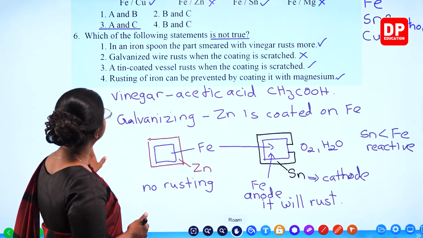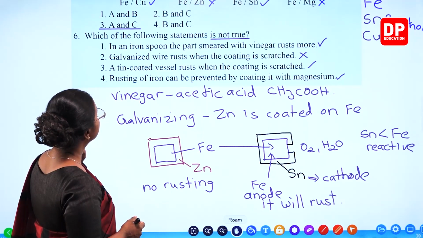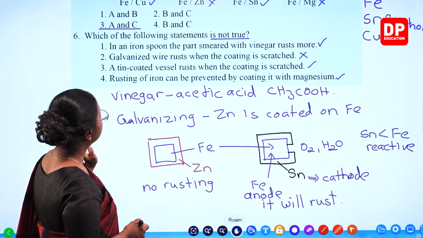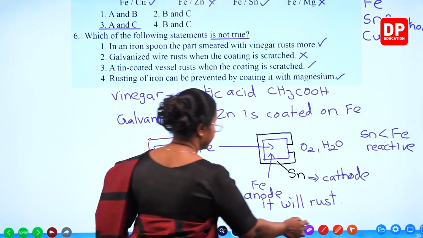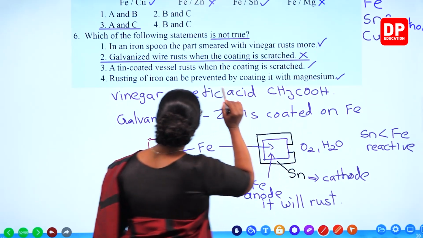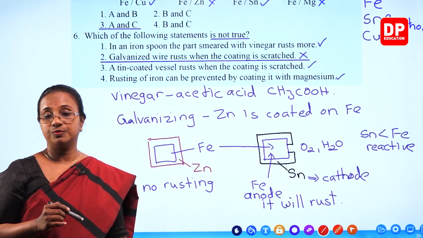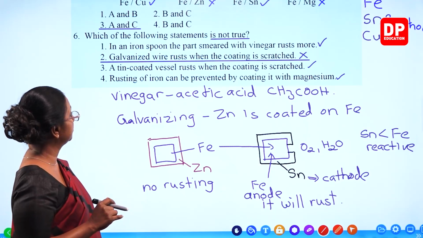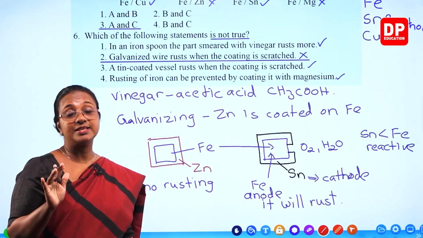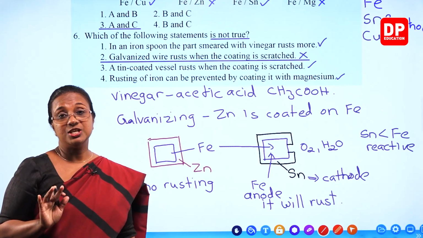So the question is to find the statement that is not true. Galvanized wire rusts when the coating is scratched. That is the statement that is not true. All the other statements are true. Is that clear, students? When you are given questions like that, you have to always consider the reactivity of metals.